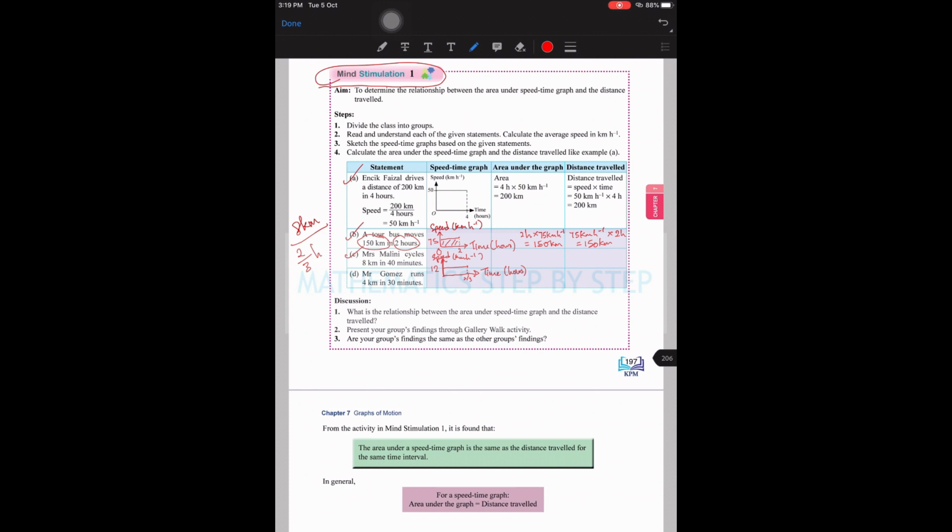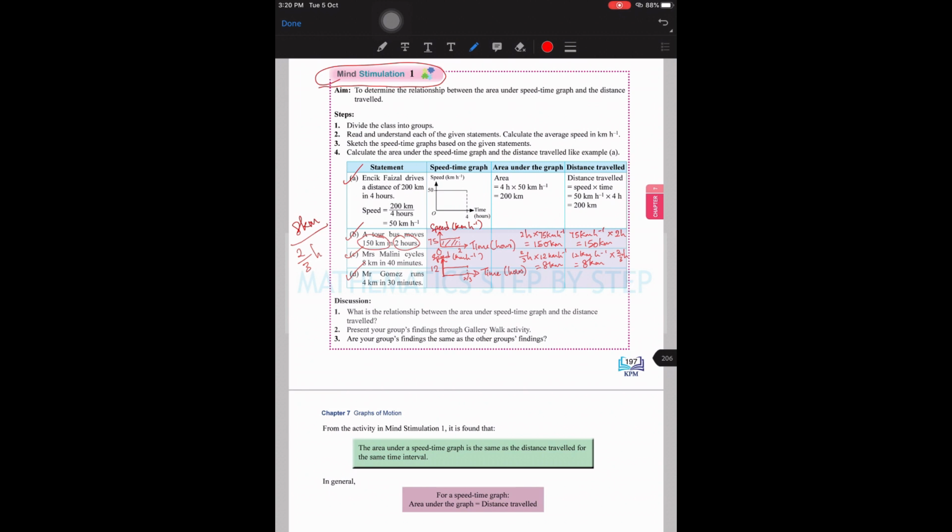Okay, so the area under the graph is length times width, so 2 over 3 hours times 12 km per hour, so equals to 8 km. And the distance traveled is speed times time, so 12 km per hour times 2 over 3 hour, which is 8 km. Okay, we get the same answer. Let's check for part D.